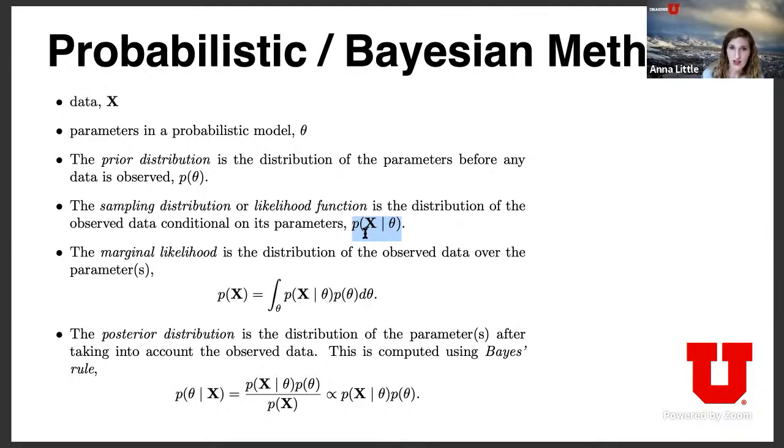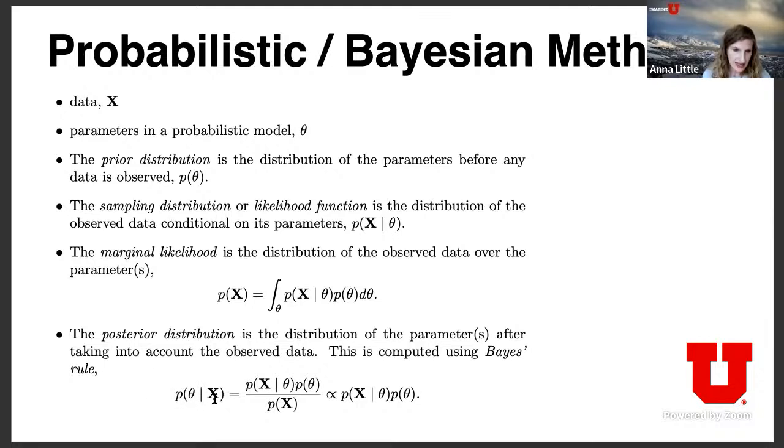Since you can compute this, you can then construct what's known as the marginal likelihood. This is the distribution of the observed data over the parameters. So P of X can be computed by integrating over all the parameters of this likelihood function, P of X given theta, times P of theta. And when you're talking about the Bayesian philosophy, the posterior distribution is really important. The posterior distribution is the distribution of the parameters after taking into account the observed data, and this can be computed with Bayes' rule.